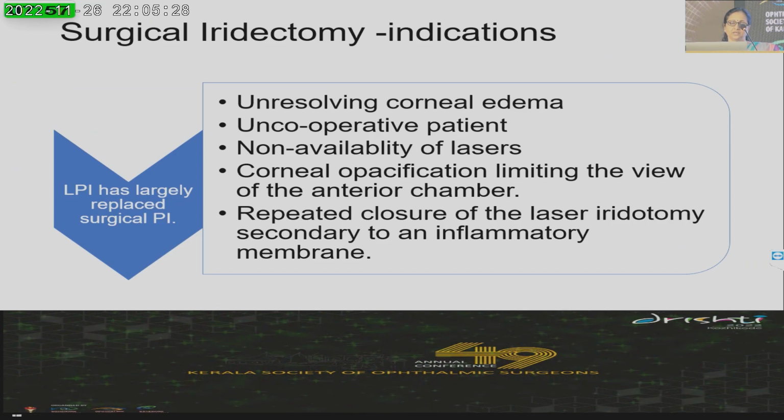That is an acute angle closure glaucoma patient when there is unresolved corneal edema and the IOP is not at all controlled, or an uncooperative patient for glaucoma, then non-availability of lasers in the center, corneal opacification limiting the view of the anterior chamber. Then in certain post-retina surgery patients, even if you do laser iridotomy, it keeps on closing, so you may have to repeat it multiple times. In that case, you can consider a large surgical iridectomy.